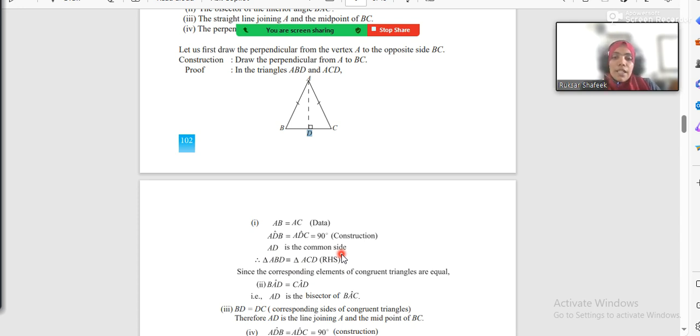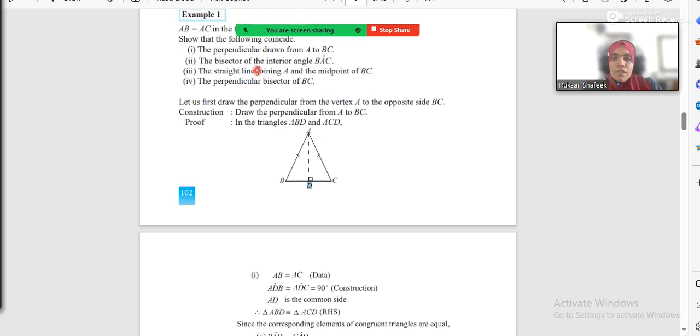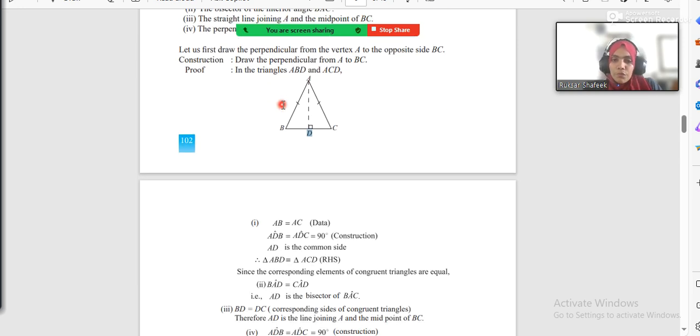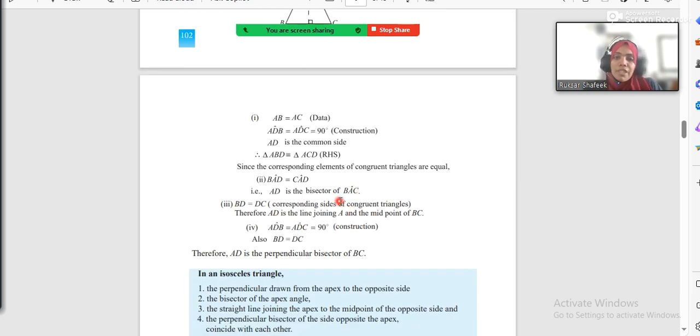So because of that, since the corresponding elements of congruent triangles are equal, we can say that BAD is equal to CAD. That's equal there. So we've proved that the perpendicular drawn from A to BC, and I mean they coincide. That's what we need to prove, right? So we've shown one part of that.